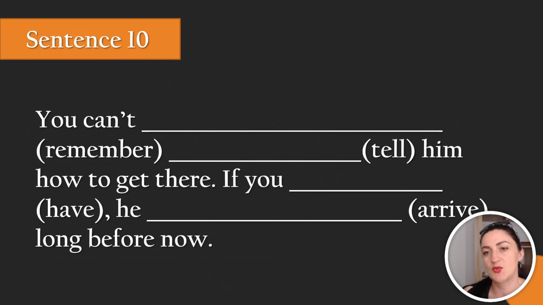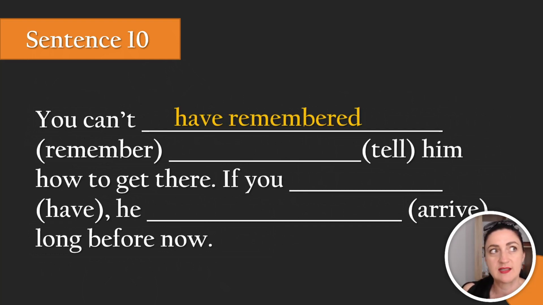And in this case, we say, you can't have remembered. So that means it's not possible that you remembered. The verb remember needs to be followed by infinitive, not ing form, because we need to say that you forgot to do it. If we used ing form, the meaning would be completely different.